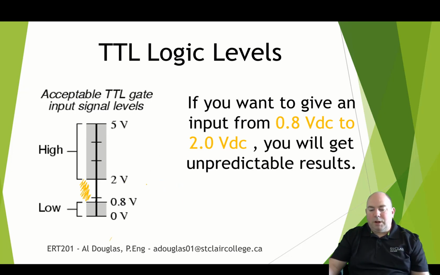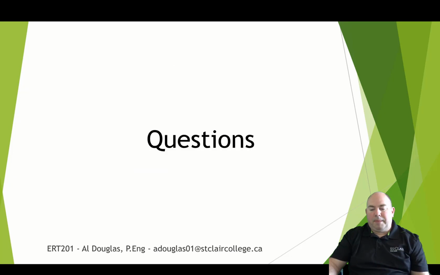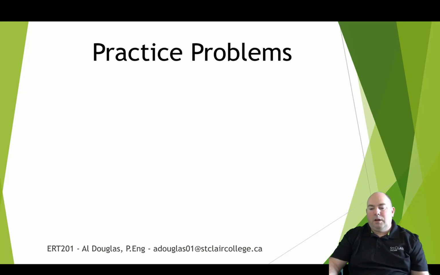Okay, so if we want to say we are giving it a logic 1, it has to be in here. If we were giving it a logic 0, it has to be in here. We can't give it something in between. It doesn't know what to do with that kind of in-between range there. Alright, so that is understanding the different logic levels on a TTL circuit. Alright, so we're going to break here and then come back and do some practice problems.